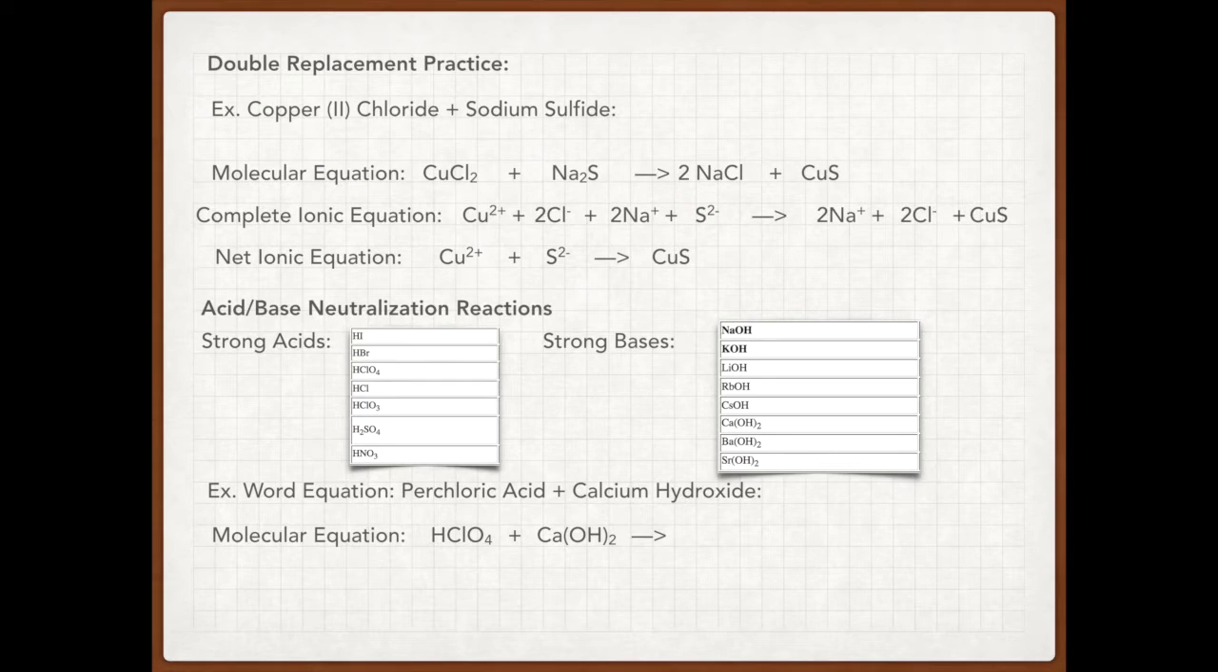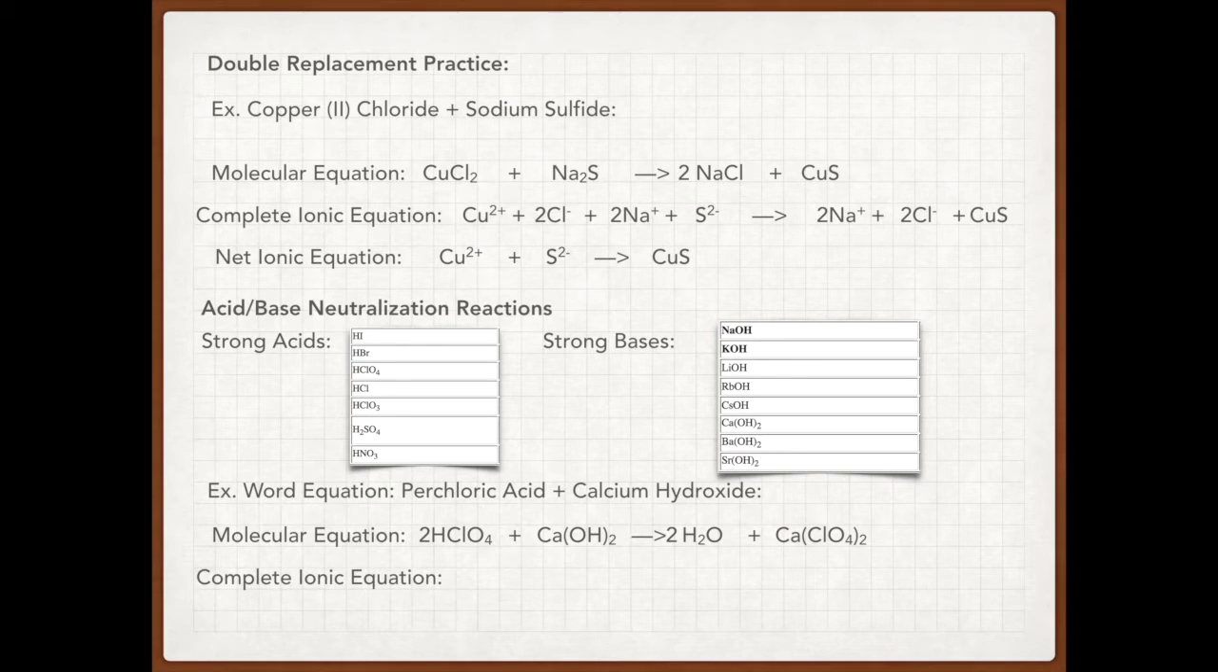Notice my outies here are a hydrogen ion and a hydroxide ion, which would produce water. And then calcium and perchlorate are going to combine together. Notice calcium has a +2 charge, perchlorate has a -1 charge, so it'd be Ca(ClO4)2. Now, I need to balance, so I put a 2 in front of perchloric acid and a 2 in front of water, and now I'm balanced.